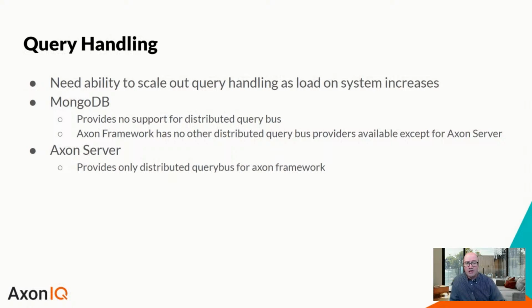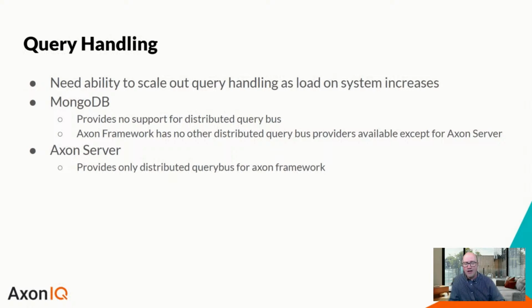So MongoDB provides no support for a distributed query bus. And Axon Framework has no other distributed query bus providers available except for Axon Server. So again, then we'll move on to Axon Server. Axon Server, as stated, provides the only distributed query bus that we can have. So at this point, we have now just run into a limit of what we can do to scale out queries if we've chosen MongoDB as the event store to make that happen. You could always run Axon Server side by side with MongoDB to get that distributed query bus. That's probably the choice you're going to be pushed to here if this is the case.